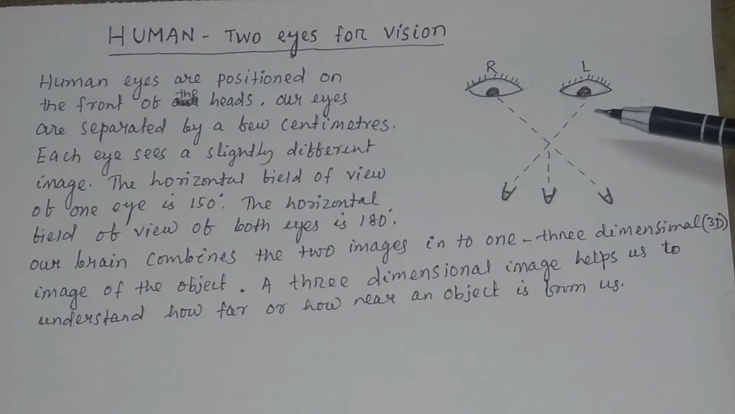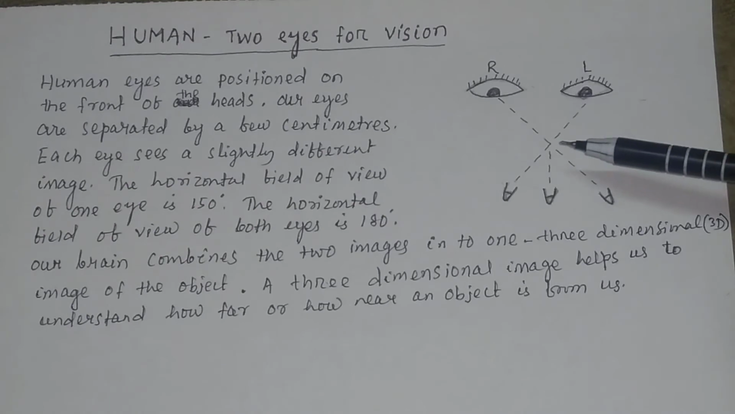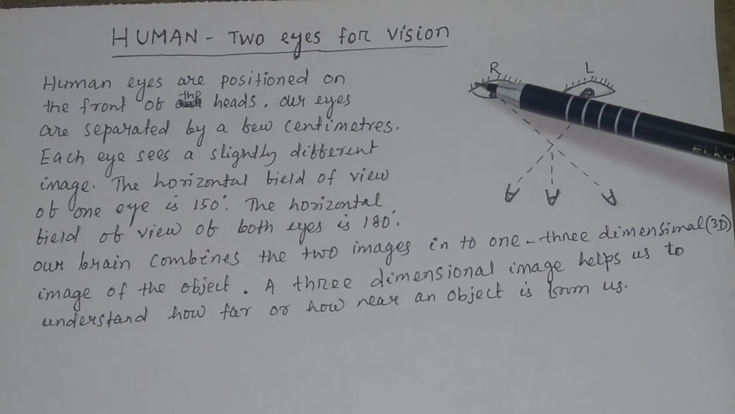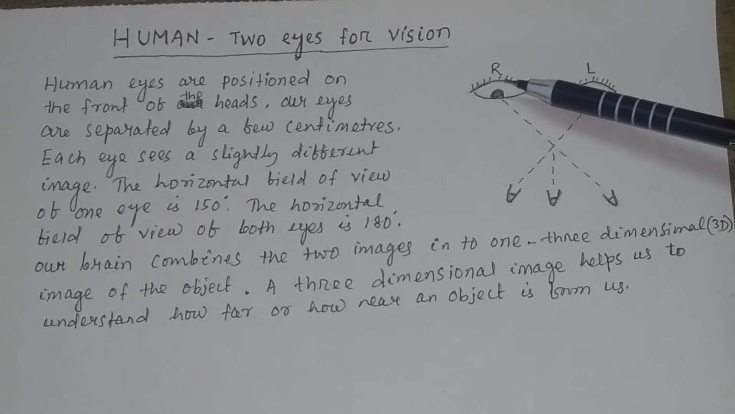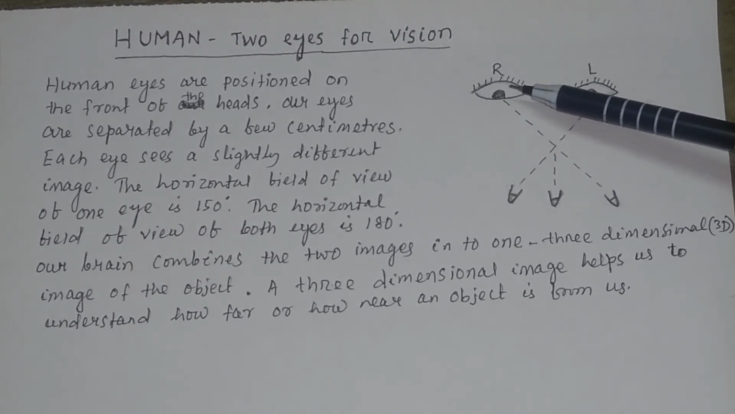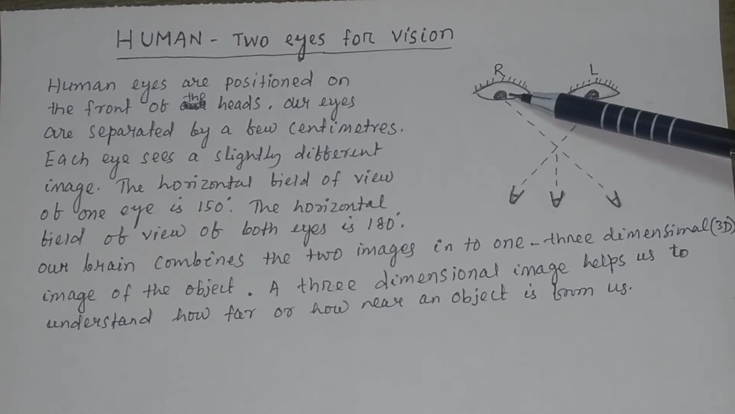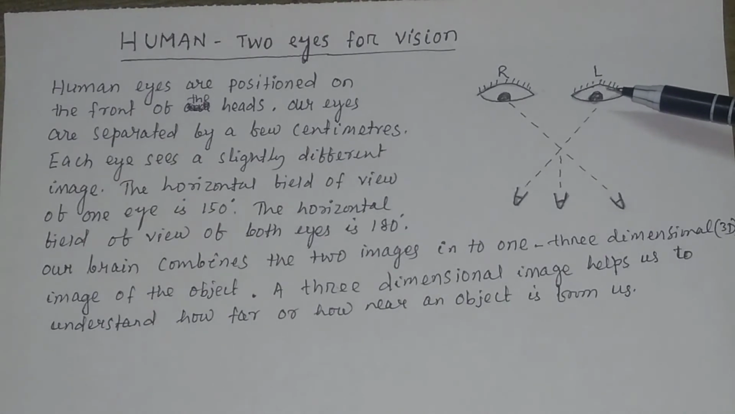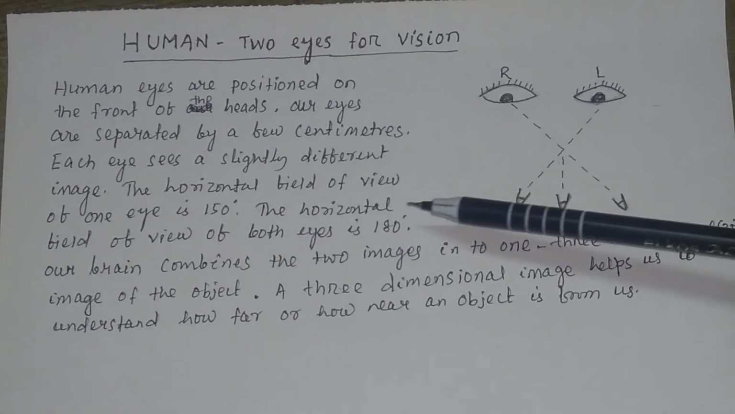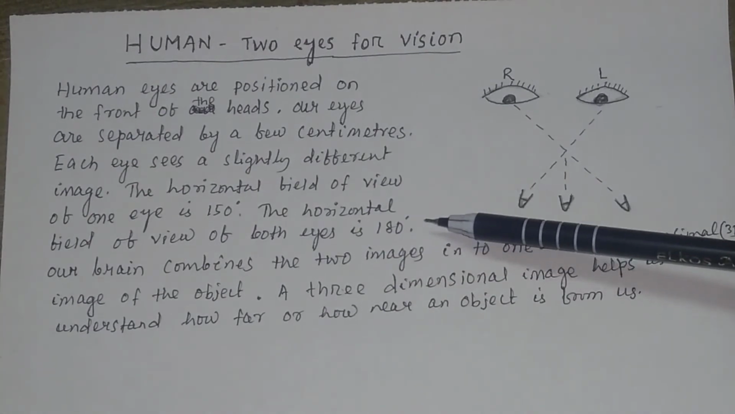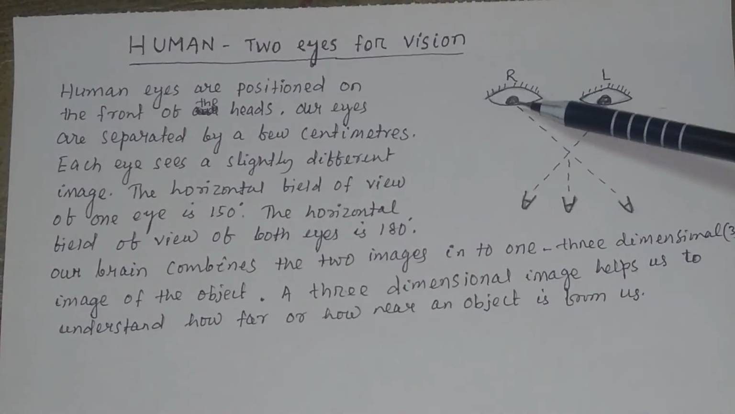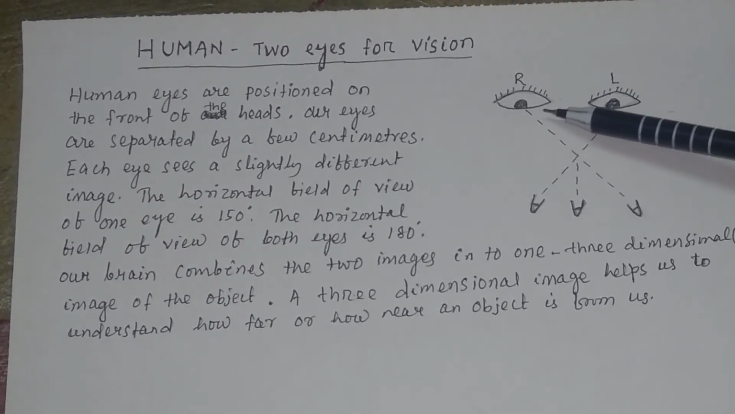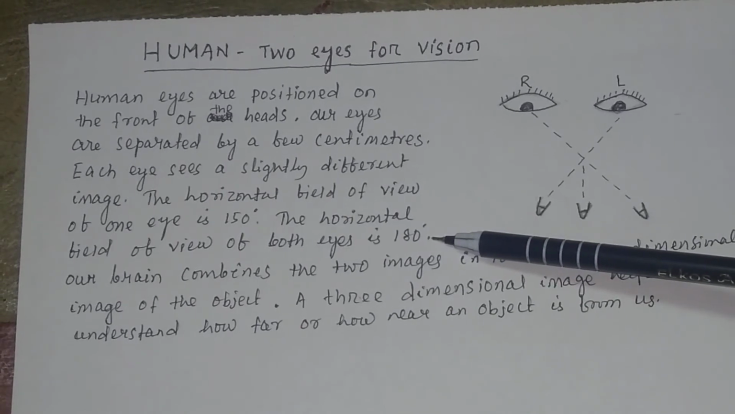The horizontal field of view of one eye is 150 degree. If you close one eye, you can see the image in 150 degree. Similarly, the field of view for the other eye is also 150 degree. But the horizontal field of view of both eyes together is 180 degree. If you open both eyes, then the horizontal field of view will be 180 degree.